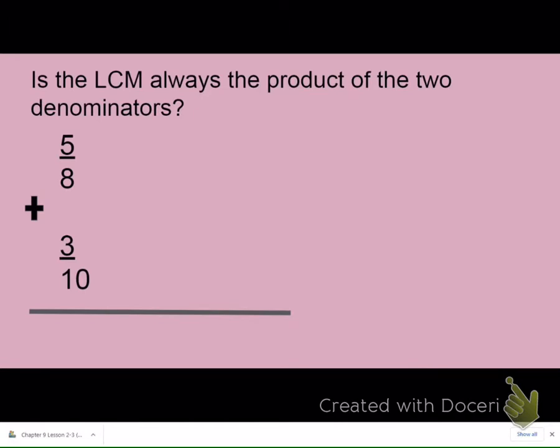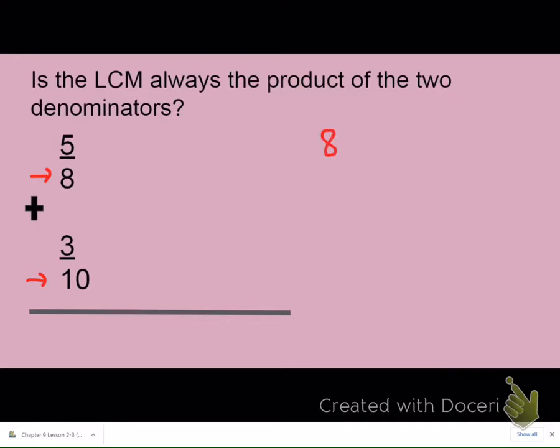All right, so let's take a look at this question. Is the LCM always the product of the two denominators? Well, in our last problem, it was the product of the two denominators. Let's figure out the LCM of these two denominators. So we have 8 and we have 10. Let's go over here to the side.